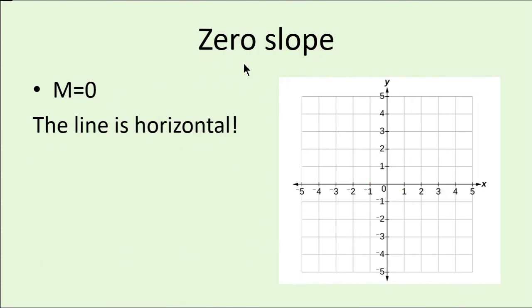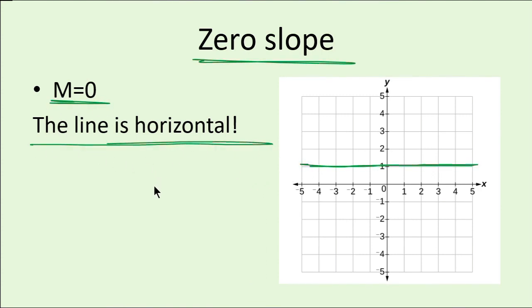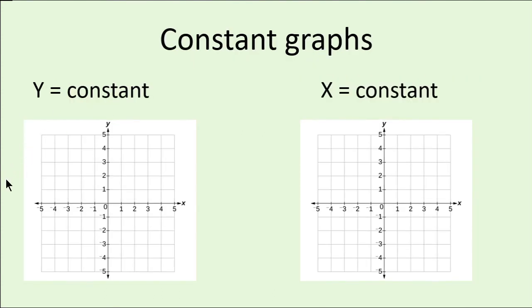Now, what happens when we have a zero slope? That is, there is no slope at all. Well, then we have a constant line that is horizontal. So m is equal to 0, the line is horizontal. And here we are going to discuss constant graphs. So when y is equal to a constant, for example, y is equal to 3, we may have a horizontal line. This is what we just discussed. Here the slope is 0. Now when x is equal to a constant number, for example, x is equal to 1, that means we will have a vertical line that passes through x equal to 1. So please keep this in mind.